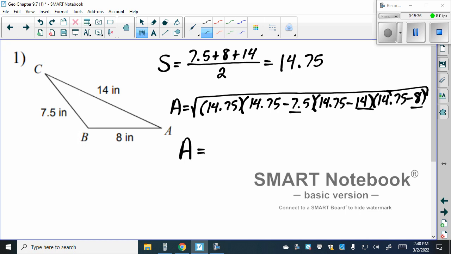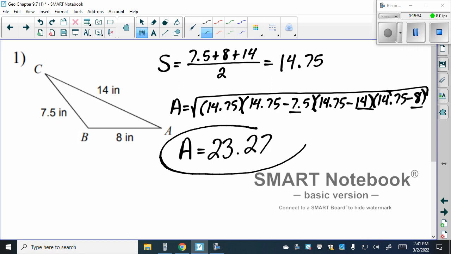Well, 23.27. We agree with that? Inches squared. It's just our units.